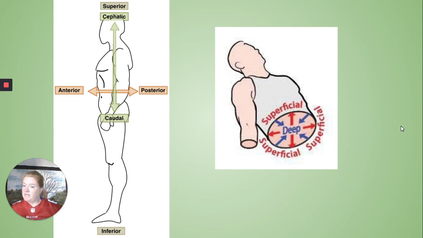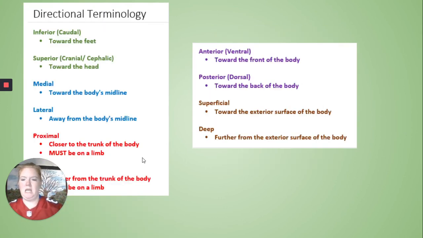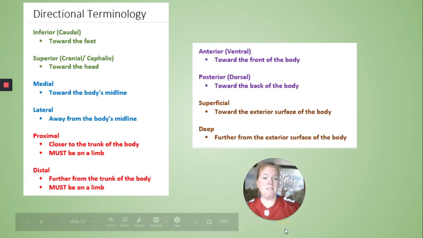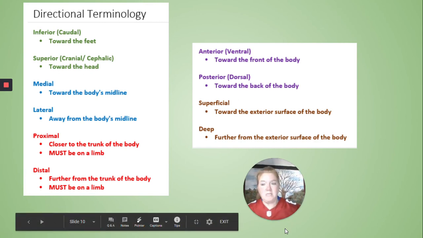One last one to address is superficial and deep. Superficial, closer to the surface of the skin, deep, further inside. So my skin is superficial to my muscles. My bone is deep to my skin. So relationship to the surface of the skin. And here is the list of all of these terms.